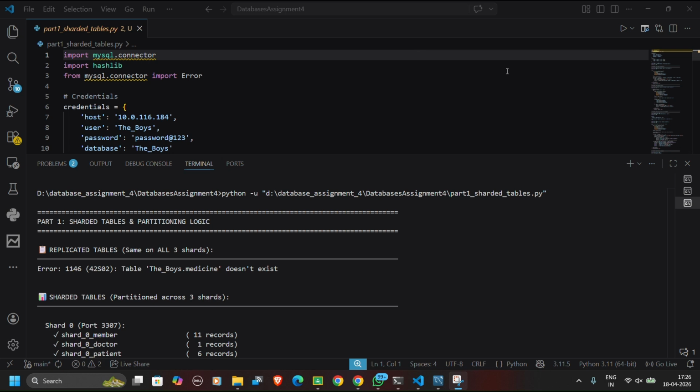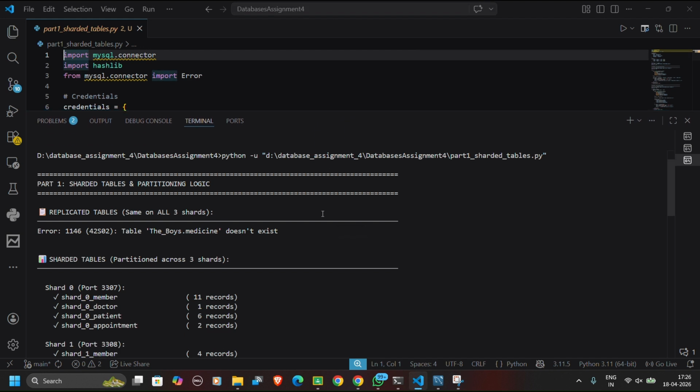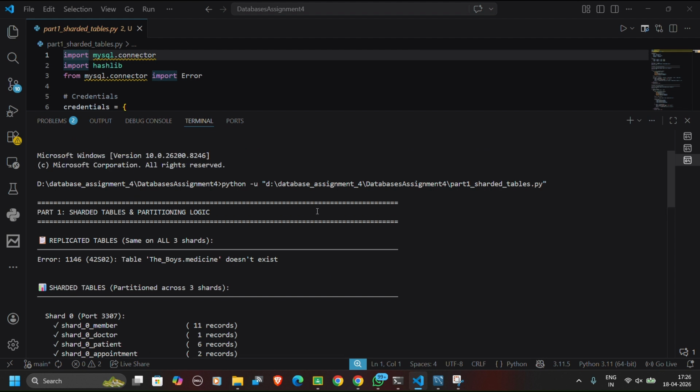Our database uses horizontal sharding to partition data across 3 Docker containers. You are looking at two types of tables. First is the replicated table. Medicine, inventory, prescription slots, and audit log are all identical across the 3 shards. This ensures that every shard has the reference data we need.